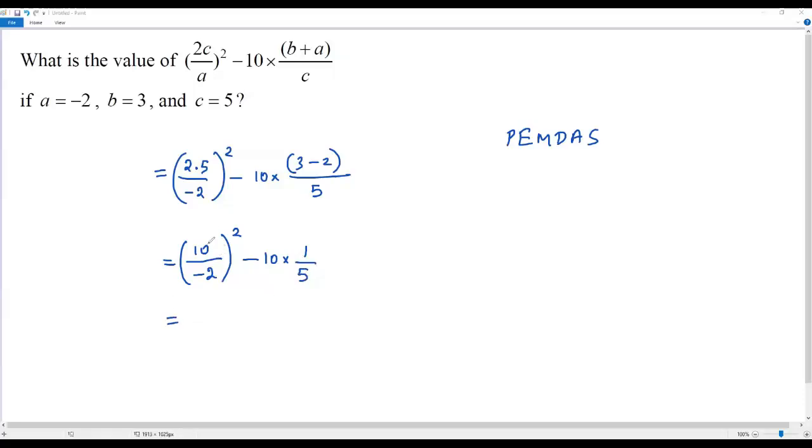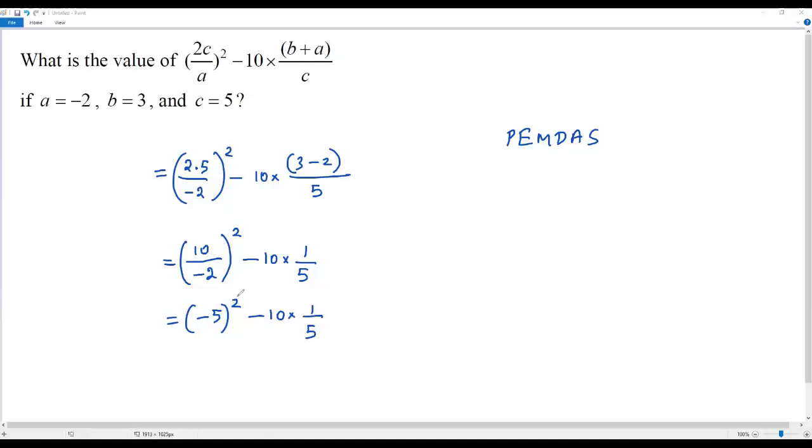Okay, here still we have the first parenthesis. Inside the first parenthesis we have 10 over negative 2. So when I divide this 10 by 2, it will become 5. But we have negative sign in denominator. So the evaluation of this one is negative 5 the whole square and negative 10 times 1 over 5.